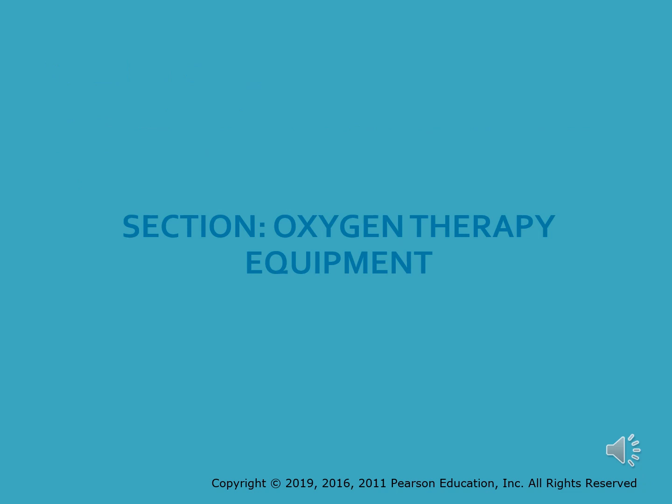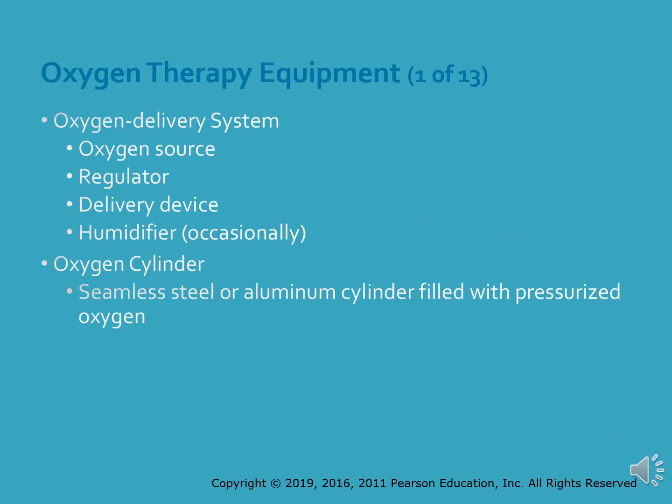In this section, we're going to talk about oxygen therapy equipment. A typical oxygen delivery system includes an oxygen source, which is the oxygen cylinder, a regulator, and a delivery device. Occasionally, a humidifier will be added to provide moisture to the oxygen if the patient will be on the system for an extended period of time.